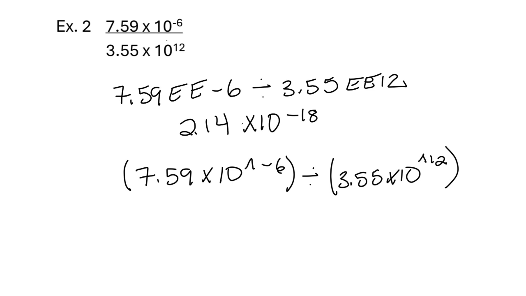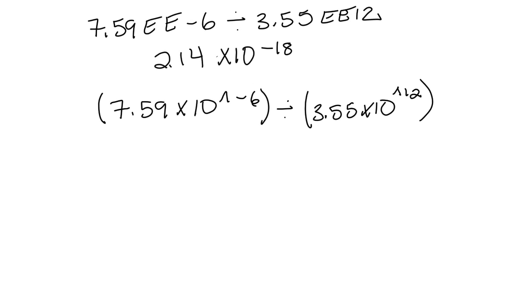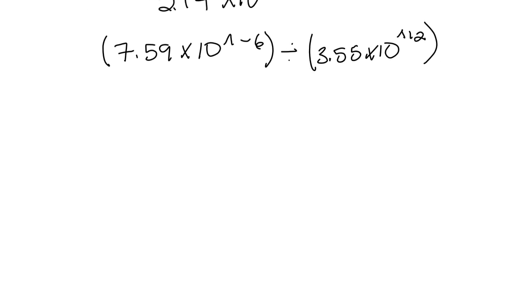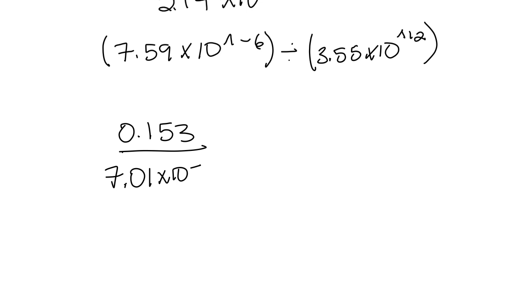Okay, let's try one more real quick. So let's do 0.153 divided by 7.01 times 10 to the negative, I don't know, negative 9. Okay, so the top one's not in scientific notation, which happens. You can have one value that is not in scientific notation, and then the other one is. You still have to use the EE button or parentheses, at least on the second one.